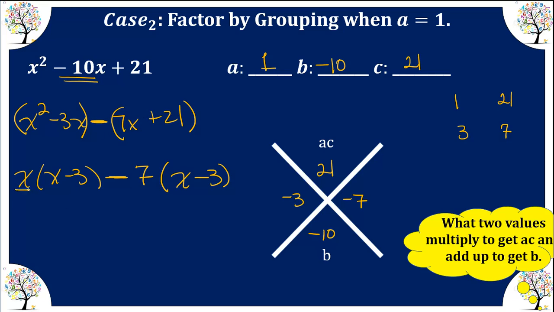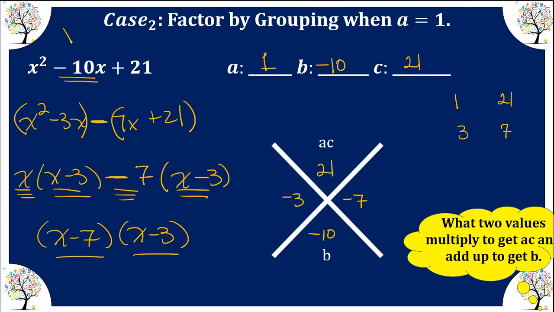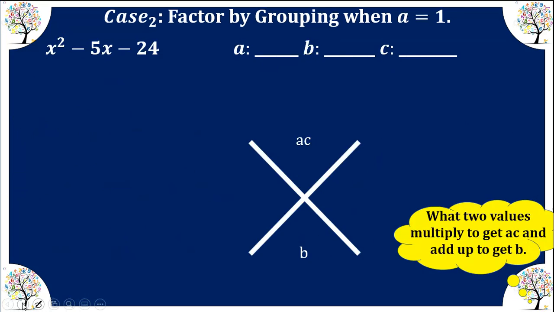Now, the last step is to put your GCFs together as one binomial. And then your common binomial is your second factor. These are the two factors of our original trinomial.